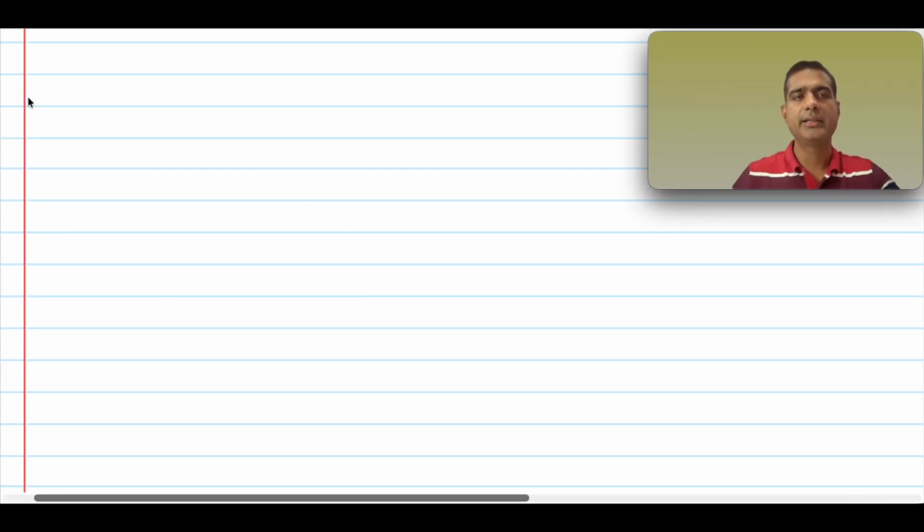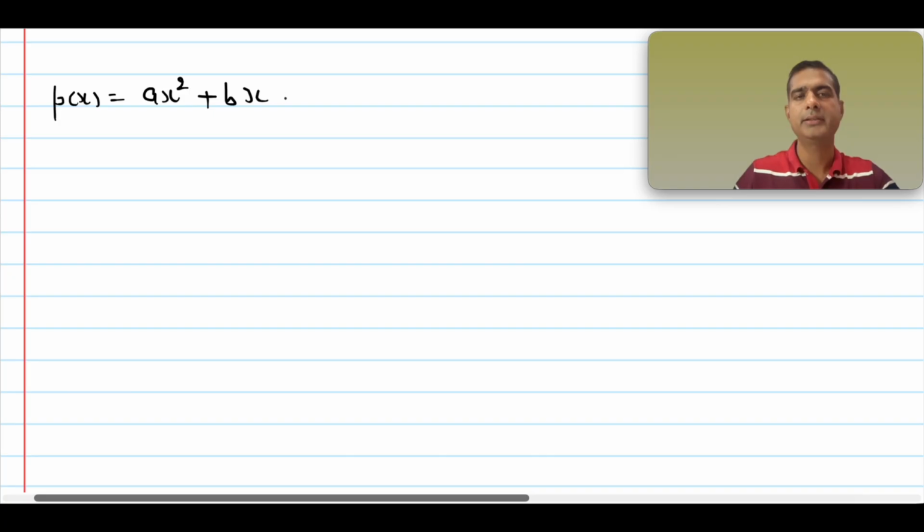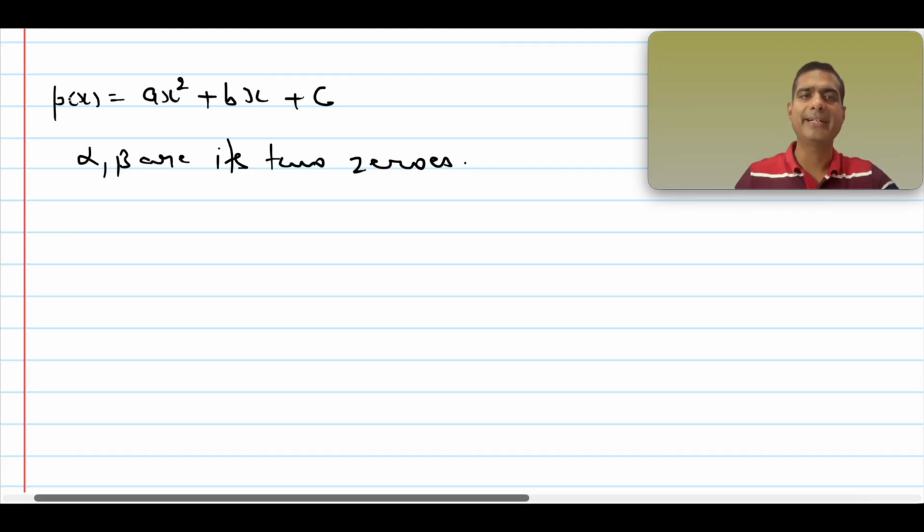Now let us try to generalize it. Suppose p of x is any polynomial and it is given by ax square plus bx plus c, and alpha and beta are its two zeros. And we have studied that the maximum number of zeros a polynomial can have is equal to its degree, and the degree of this polynomial is 2, so maximum p of x can have only two zeros.